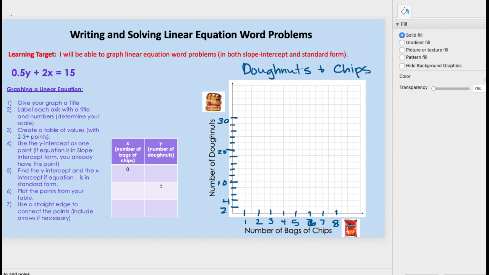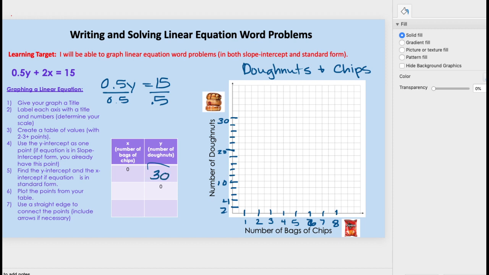So let's start by finding the y intercept. The way that I'm going to find that y-intercept is I'm going to plug a 0 into my equation for x. Remember, when you multiply anything by 0, you get 0. So 2 times 0 is 0. And then I'm left with 1/2 y equals 15. To isolate the y, I'm going to divide both sides by 1/2, or 0.5. 15 divided by 1/2 is 30.